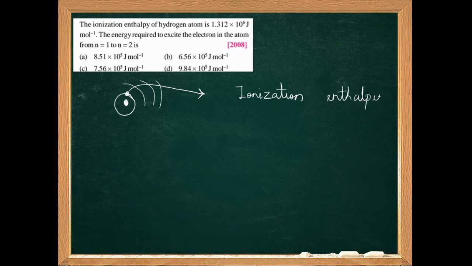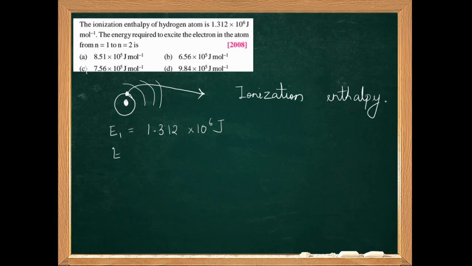Now if I have to write this in terms of an equation, so what is the equation? Delta E is equal to, in terms of joules, the energy is equal to, since the electron is removed, 1.312 into 10 to the power 6 joules. Okay, so this is the energy to remove the electron when it is completely removed.